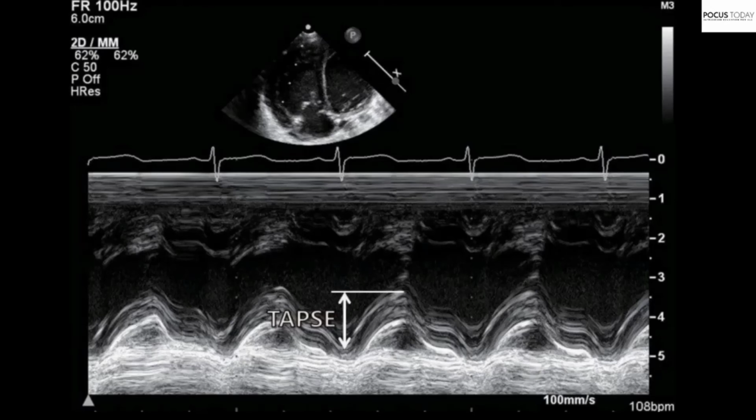TAPSE measurement is made in the 4-chamber view with the M-mode cursor placed at the lateral annulus of the tricuspid valve. A normal TAPSE is between 15 to 25 millimeters.